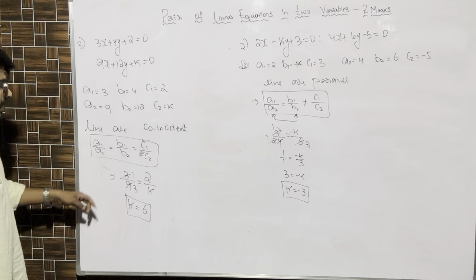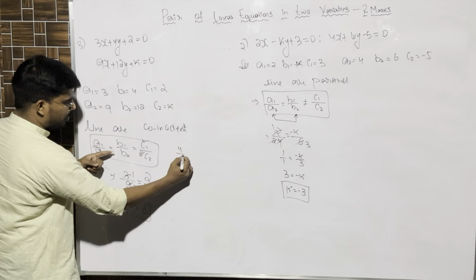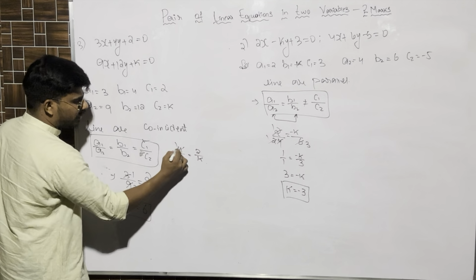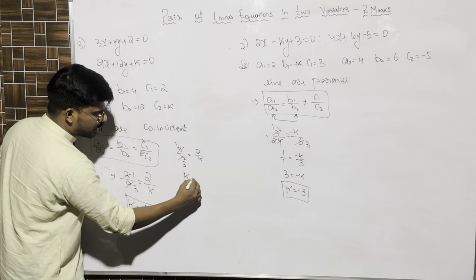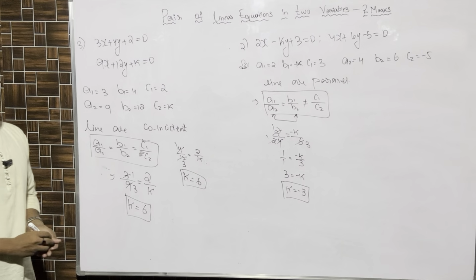If you are getting confused, let us check with b1 by b2. What is b1? 4, by b2 12. 4 by 12 is equal to 2 by k. 4 1s are 4, 4 3s are 12. K into 1, k is equal to 3 2s are 6. If you take either of them, you will get the same value.